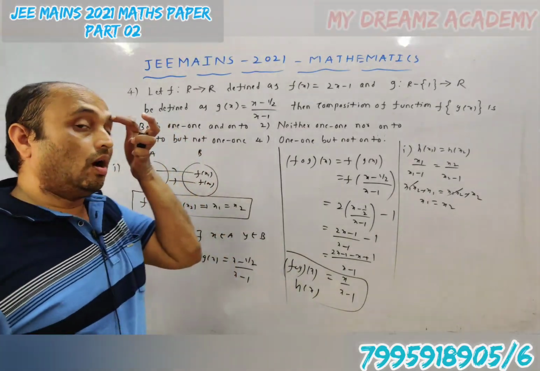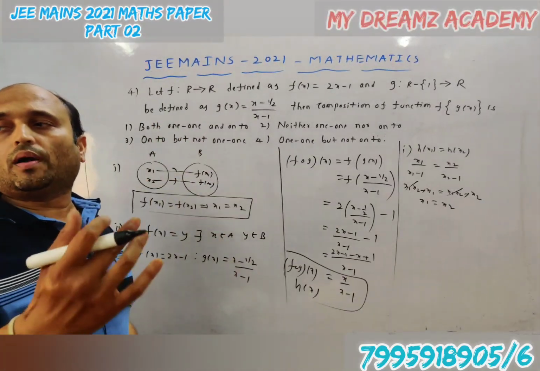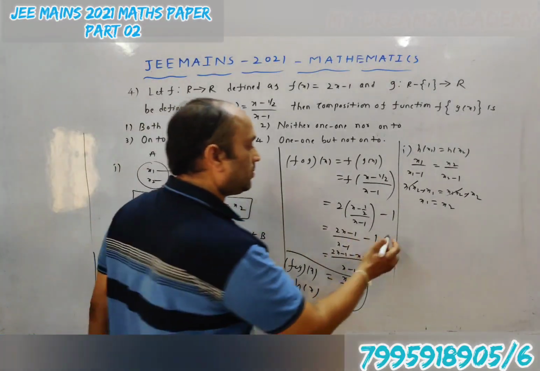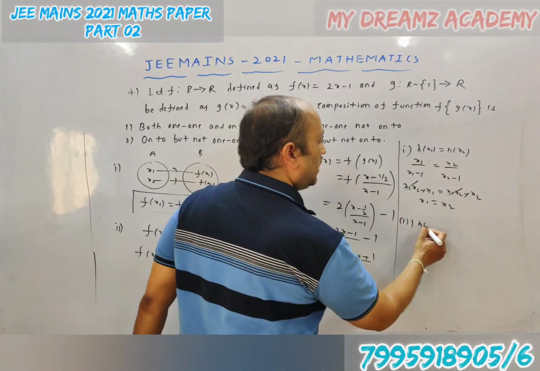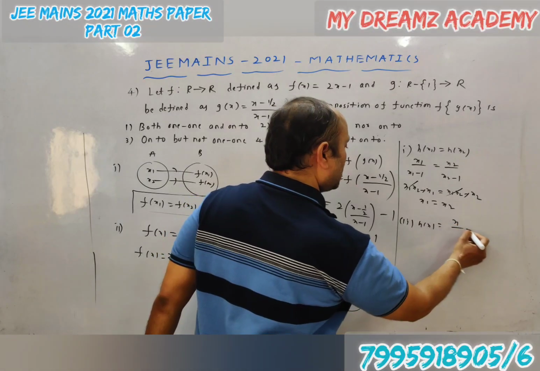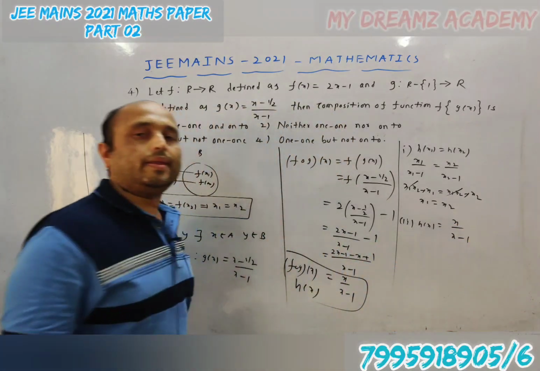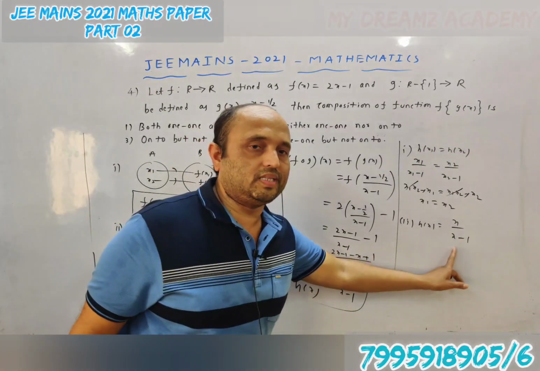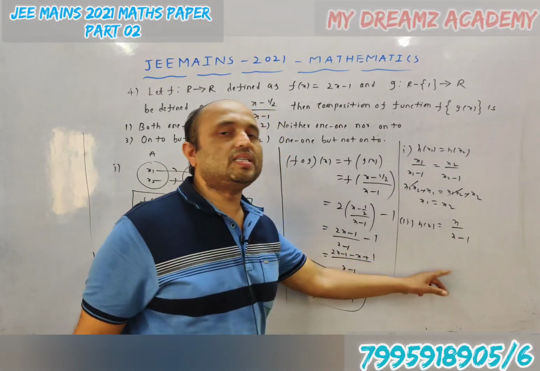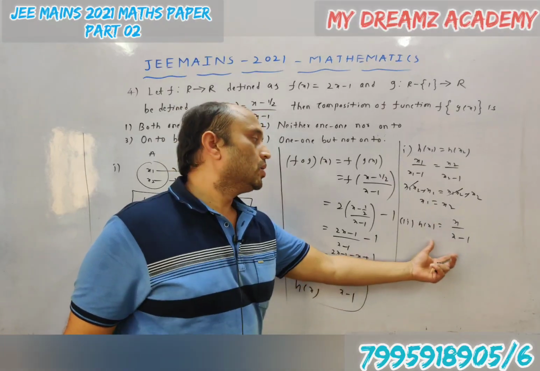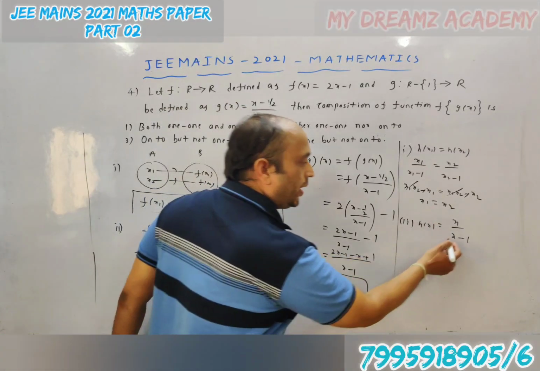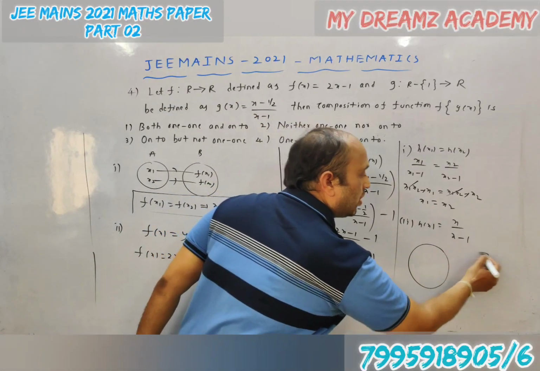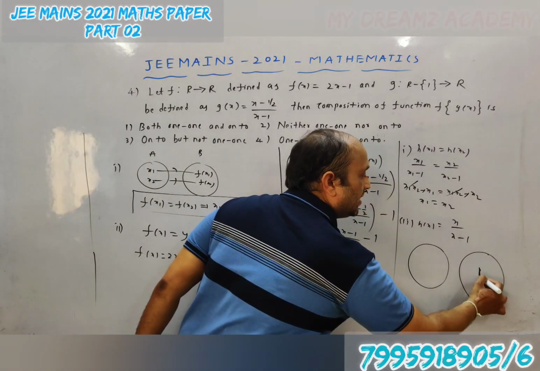Now we want to check whether it is onto or not. Suppose h of x is equal to x by (x minus 1). When we substitute x equal to 1, the function is undefined, infinity. So there is no image for 1 in the second set.